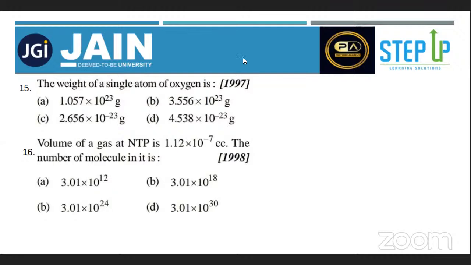Okay. So option 15 is okay. So single atom. Yeah. They're asking me for the single atom, so I can find out that for a single oxygen atom, it will be basically 16 upon Avogadro number, that is 6.02 into 10 to the power 23. So this will give you the answer as the next one, 16.